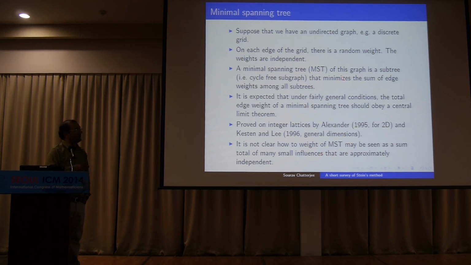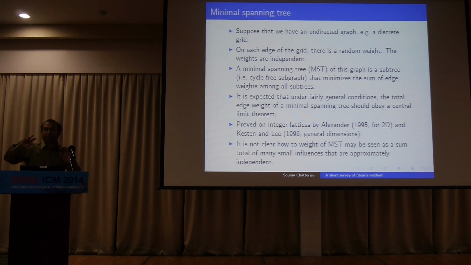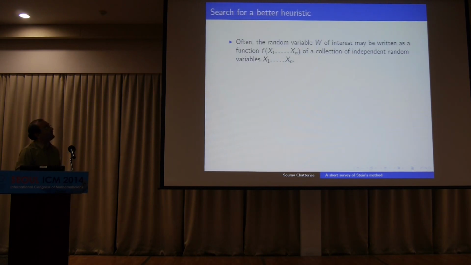So it is not clear, even in this simpler version where you just have the lattice, how this may be seen as a sum of many small influences that are approximately independent. Because to construct this tree, you have to look at the whole graph. Okay, you cannot do it part by part somehow. So it's some function of the whole graph, and you still expect a central limit theorem from this. And so this is a solved problem now, but there are problems in this vein, as I said, the traveling salesman, where it's unsolved. So we still don't have a proof. There are many other problems where you think it's true, but we don't have a proof.